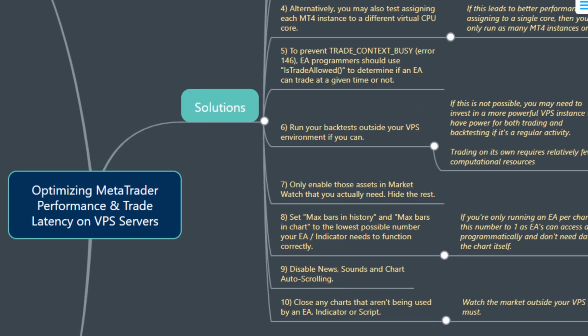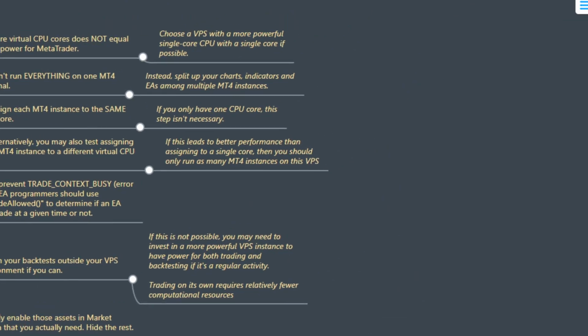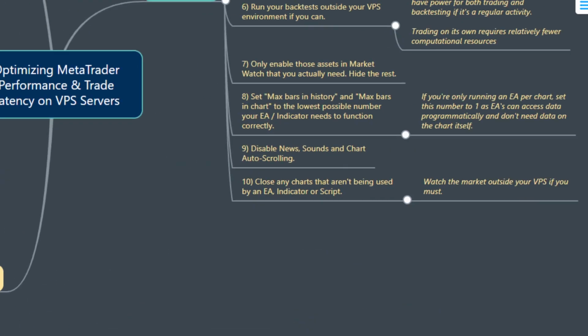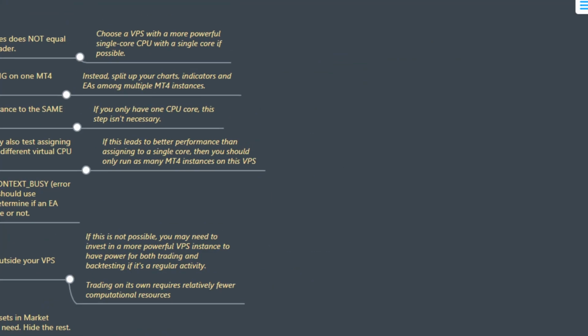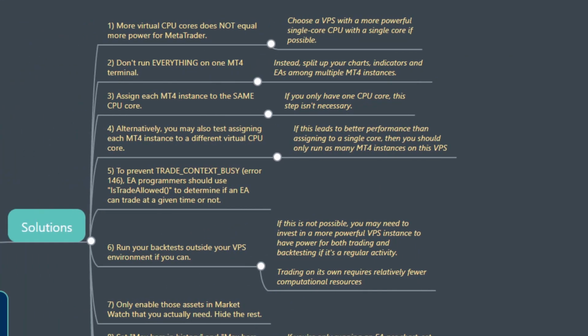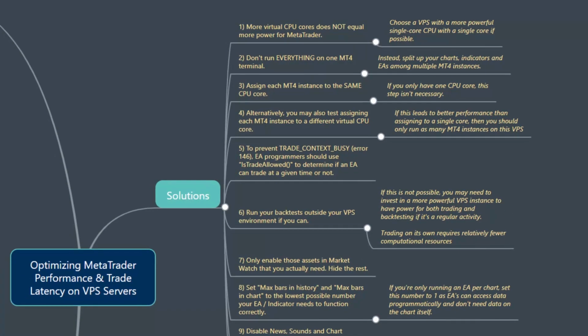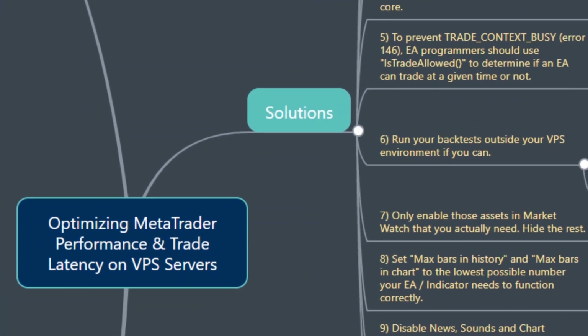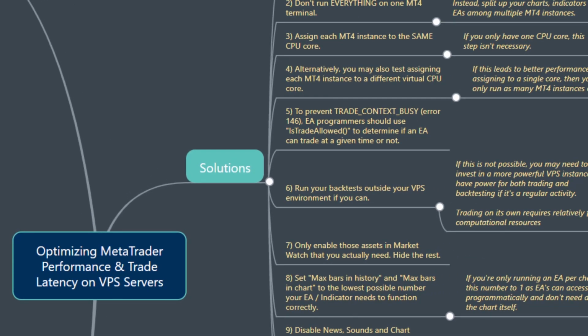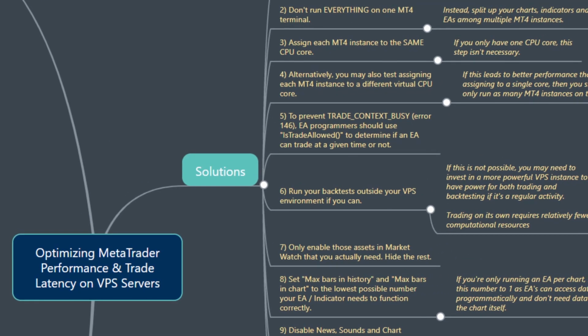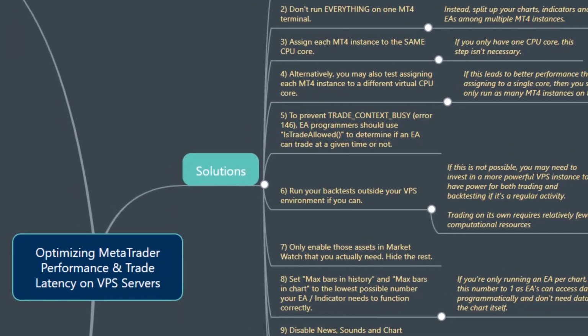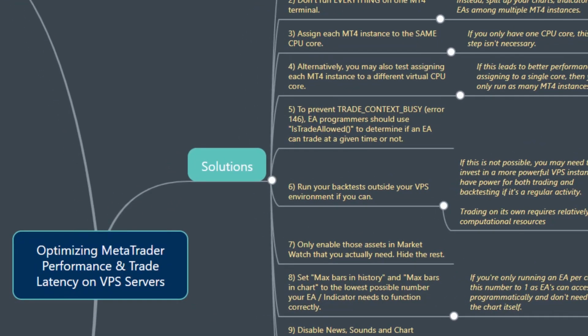Now, in terms of solutions, how we deal with all of these operational as well as computational issues, these can be, if not resolved, mitigated to a fair extent and enough for you to get decent performance out of even a basic configuration VPS server. So as we discussed earlier, more virtual CPU cores do not equal more power as far as MetaTrader 4 is concerned. So ideally, what you want to do is choose a VPS with a more powerful single core CPU, if that's possible.